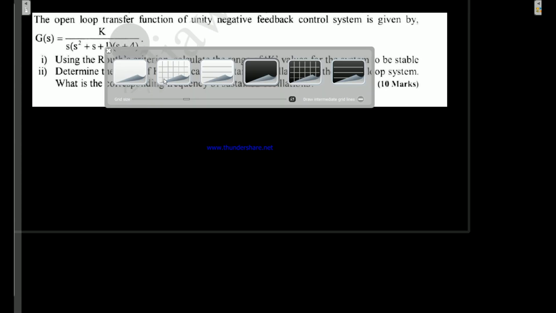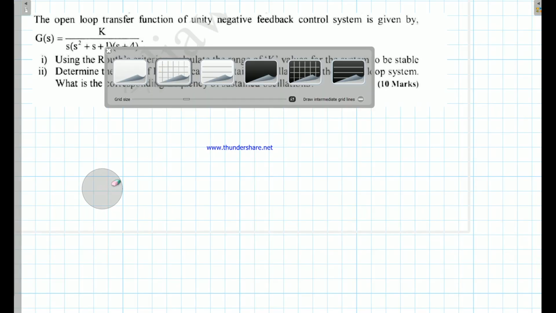Okay, so the first part of the question is, using RH criteria, calculate the range of K values for the system to be stable and determine the value of K which causes sustained oscillations in the closed loop system, and what is the corresponding frequency of the sustained oscillation. This is given in the VTU examination paper for 10 marks. So let us solve this particular problem line by line.